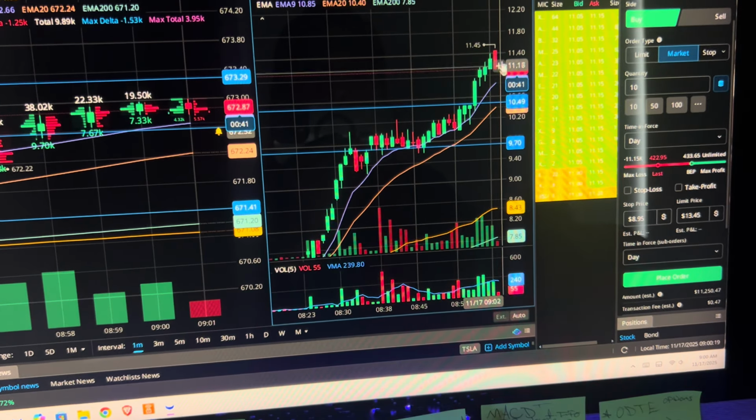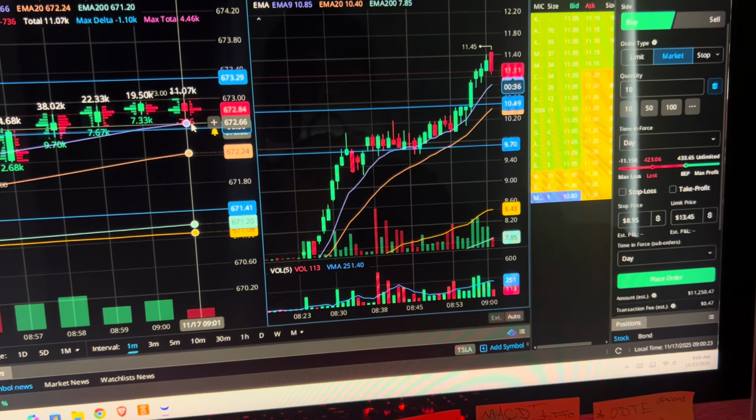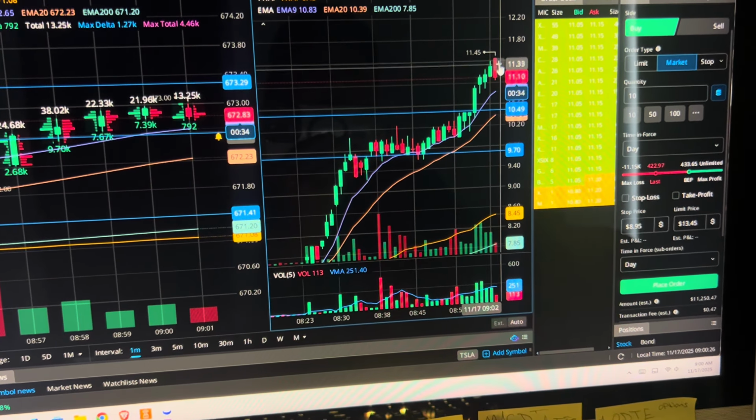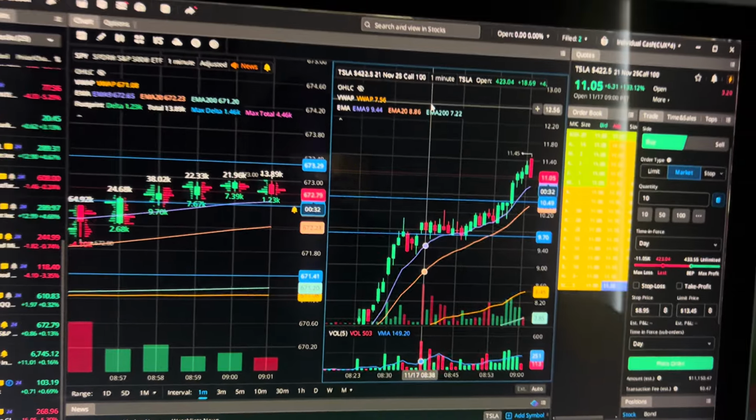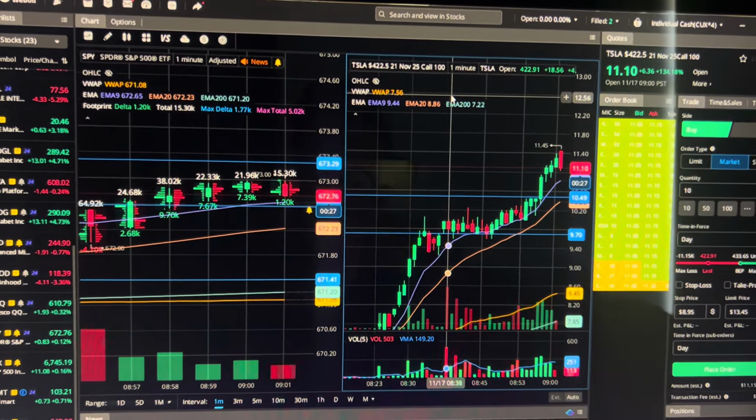You see this candle coming down right here? Look at this volume right here. It's negative 1K, so it's negative now. And that's what this candle's doing. So yeah, I'm going to cut this video short. Just an explanation on how to use the footprint chart, and this is the way I view it on the Webull platform.